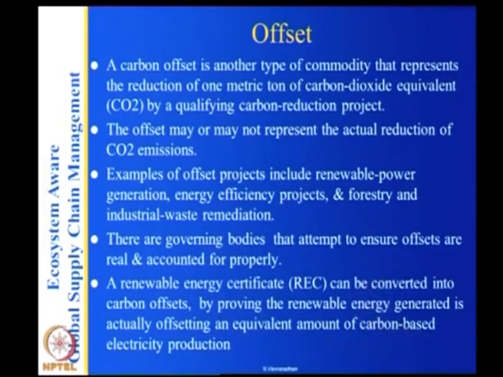So, a renewable energy certificate can be converted into carbon offsets by proving the renewable energy generated is actually offsetting an equivalent amount of carbon based electricity production. So, if you are doing renewable energy like solar or a windmill, and you are generating so many megawatts of electricity, you have to see how much carbon you would spend to generate the same amount of electricity through coal or some other fuel, and that is going to be your offsets. So, there has to be some standardization and conversion of these offsets and so on.